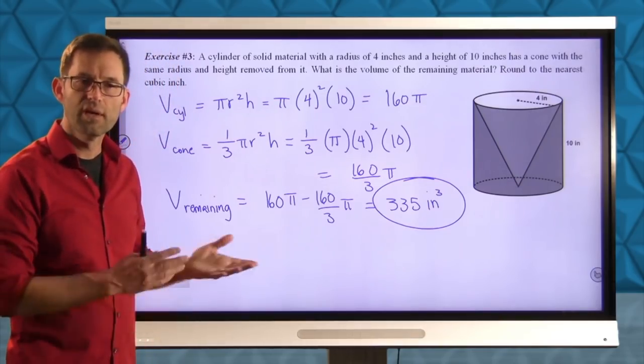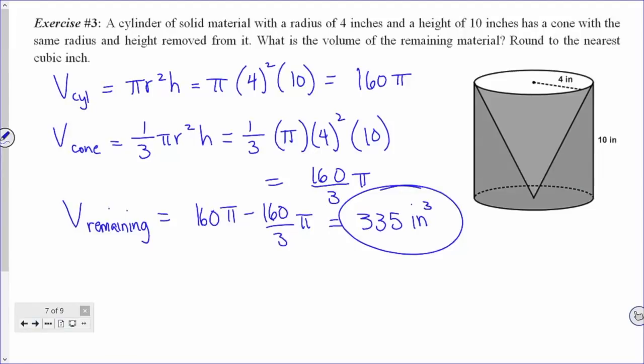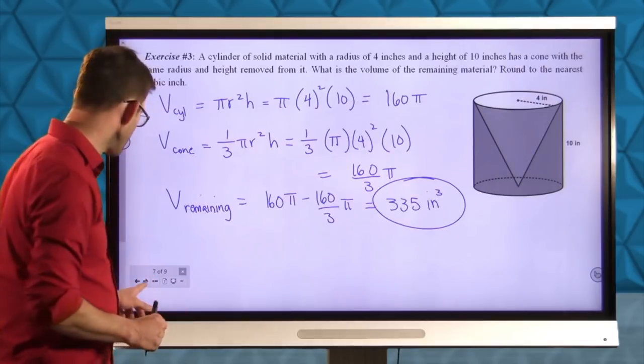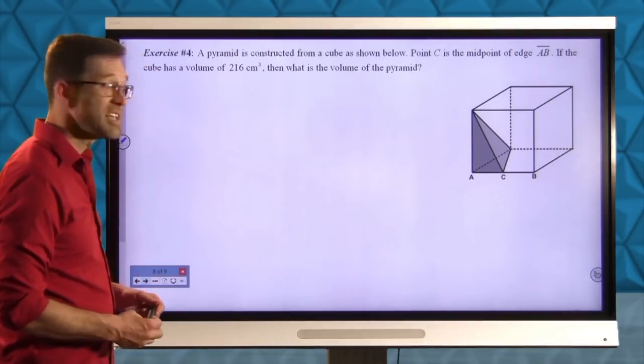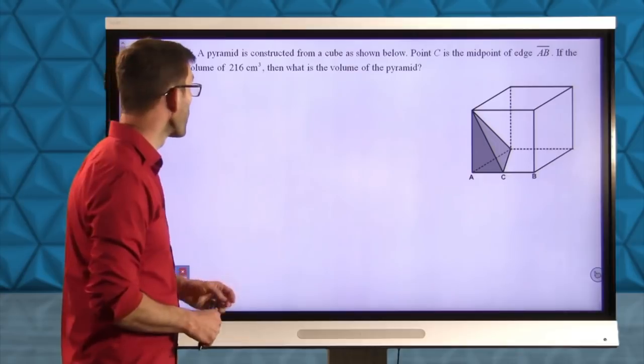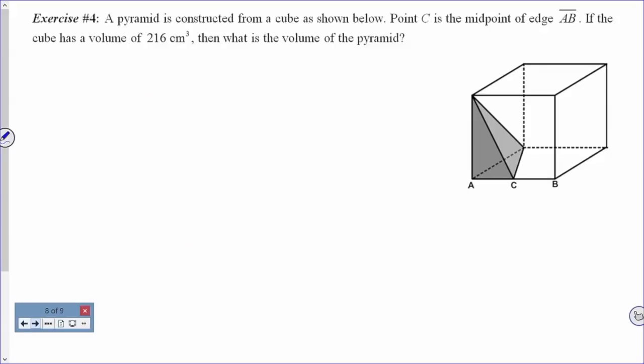335 cubic inches. Take a look, then we'll move on to another problem. All right, let's do it. Okay, last problem of the lesson. Exercise number 4. A pyramid is constructed from a cube as shown below. Point C is at the midpoint of edge AB. If the cube has a volume of 216 cubic centimeters, then what is the volume of the pyramid?